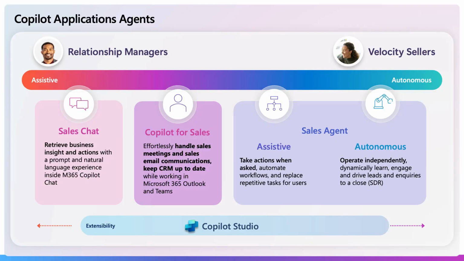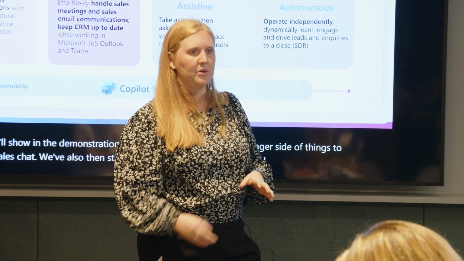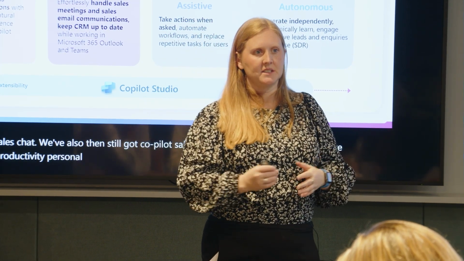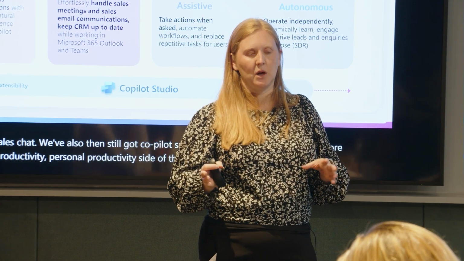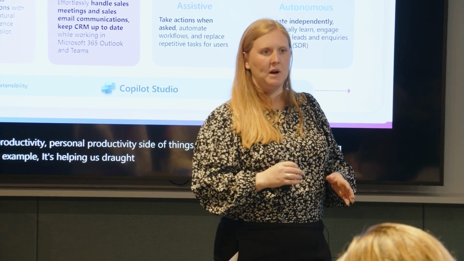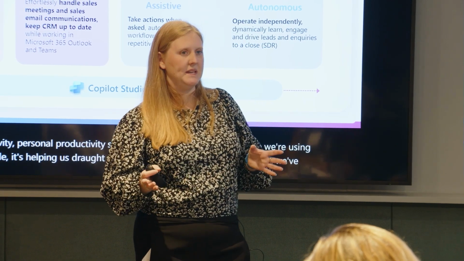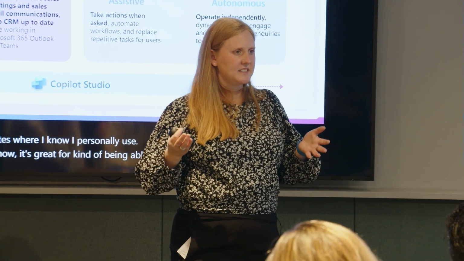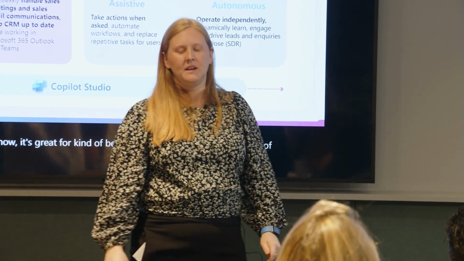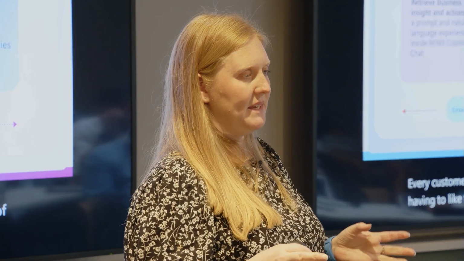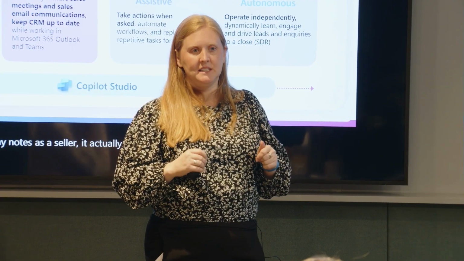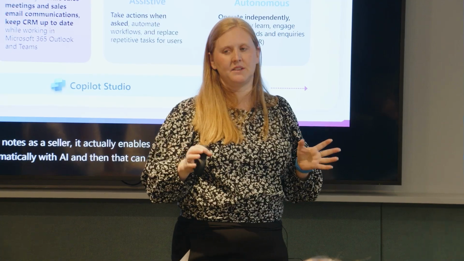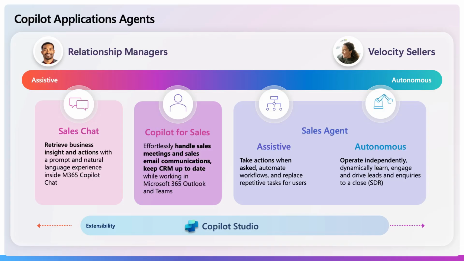We've also still got Copilot for Sales, so that's where I mentioned before our personal productivity side of things. That could be where we're using Outlook, for example, and it's helping us draft personalised emails, or it might be where we've used Teams to have a meeting, and this can give us that great meeting summary. Instead of having to type notes away, I personally use it on every customer call I've got now. It's great for being able to actively listen. As a seller, it enables me to have that meeting summary captured automatically with AI, and then that can be pushed automatically into the CRM system. So that's still what we've got going on with Copilot for Sales.